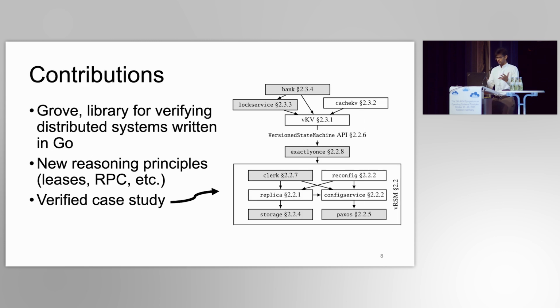In addition to Grove itself, which is a library for verifying distributed systems written in Go, another contribution of our work is a few brand new reasoning principles for distributed systems, such as for leases and for RPCs, which might even be useful for others building other verification approaches. And finally, we built a case study of distributed system components shown in the graph on the right, and verified them all using Grove. And in this talk, I'll only have time to talk about a small slice of these components, and I encourage you to look at the paper for all the other details.